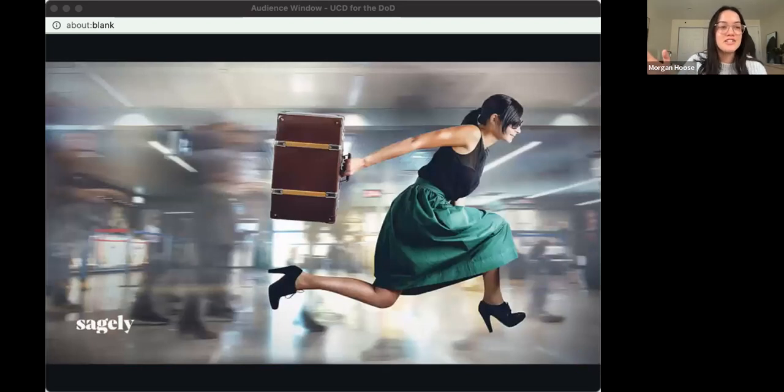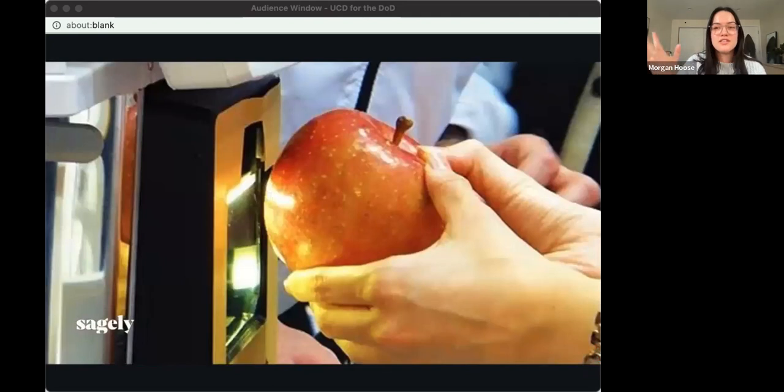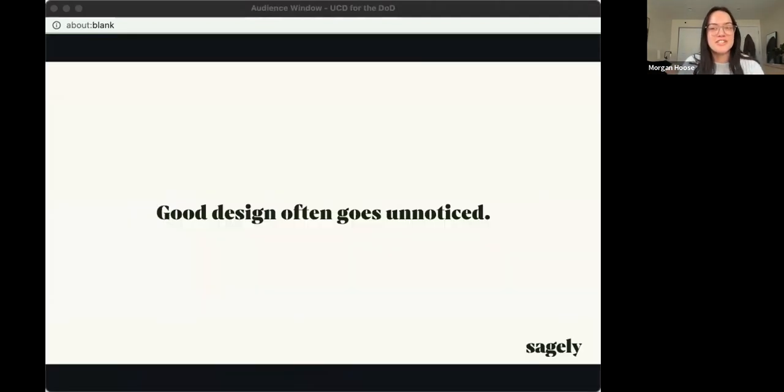The 20-minute connection time between flights where you're rushing through the airport, or when you're in the grocery store trying to check out with produce and you need the little sticker, but the sticker's gone, and it's just like a whole process. But we've just kind of come to accept it. Like, why have these things not been resolved, right? But when we look at good design, like I said, good design often goes unnoticed.